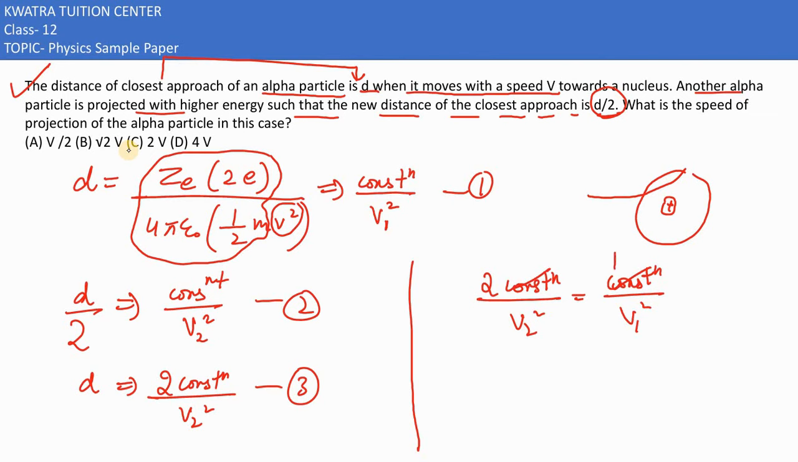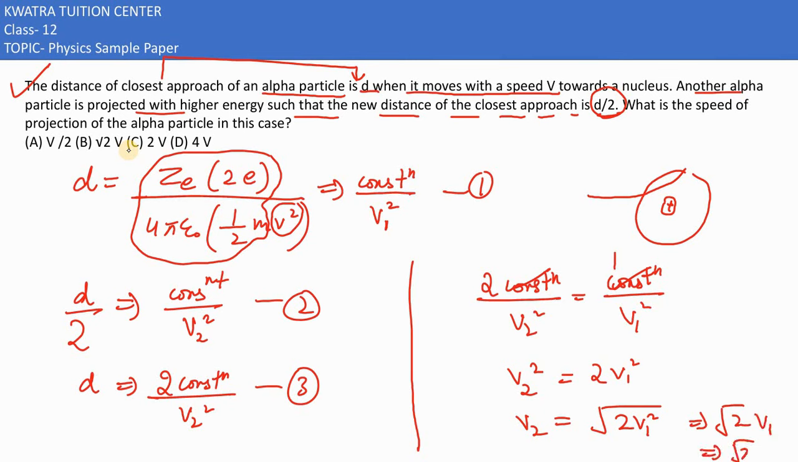Now we need to find v2. So v2 square would be taken to the right hand side, and 2 times v1 square is there. So here, v2 square would become 2 v1 square, so it is nothing but root 2 v1.